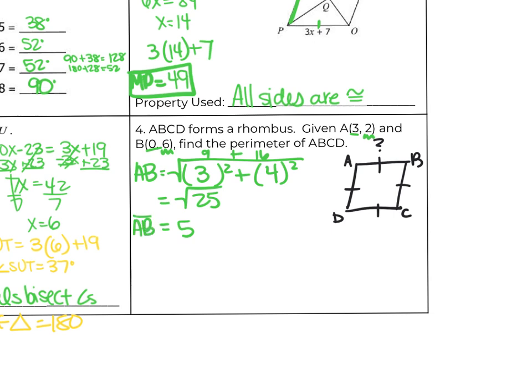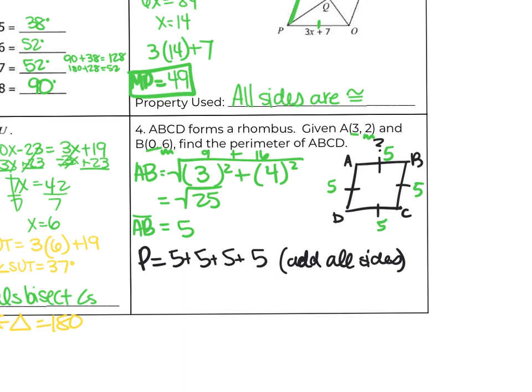All right, so if I know that AB is 5, since they're all congruent, I know all of these as well. And so the last thing you want to do here is just get your perimeter. So perimeter is add all the sides together. So I'm going to do 5 plus 5 plus 5 plus 5, or you could do 4 times 5 because there are 4 sides. So that gives me a perimeter of 20.